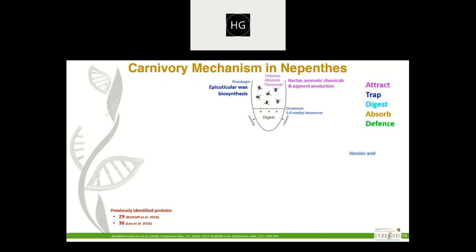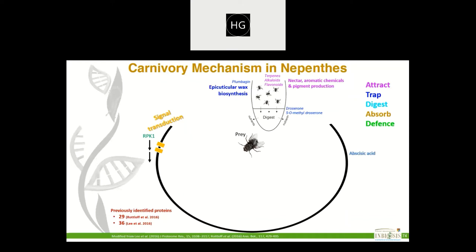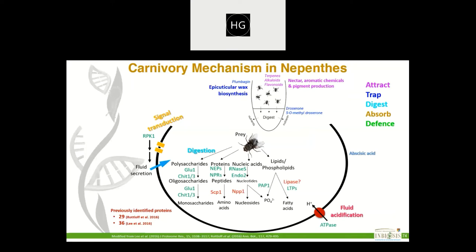So in terms of signal transduction, it is very important because a lot of enzymes are secreted upon prey induction. So if there's no prey, then less protein. When there's prey, actually the fluid becomes more acidic and there are more enzymes secreted into the pitcher fluid. Okay, so the acidification. Then there are different types of nutrients to be digested from the prey, like the polysaccharide, protein, nucleic acid, and the lipid. And there's a different kind of enzyme for different stages.